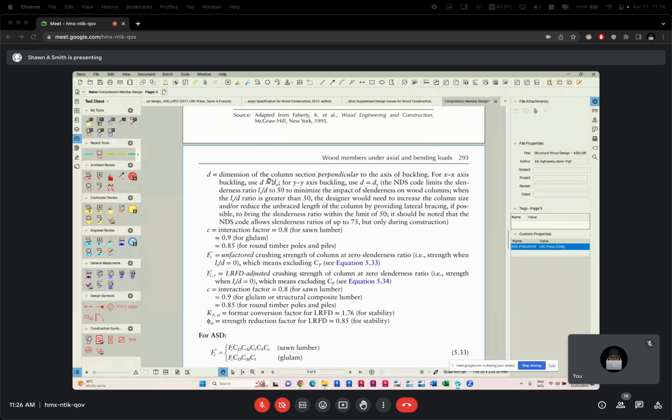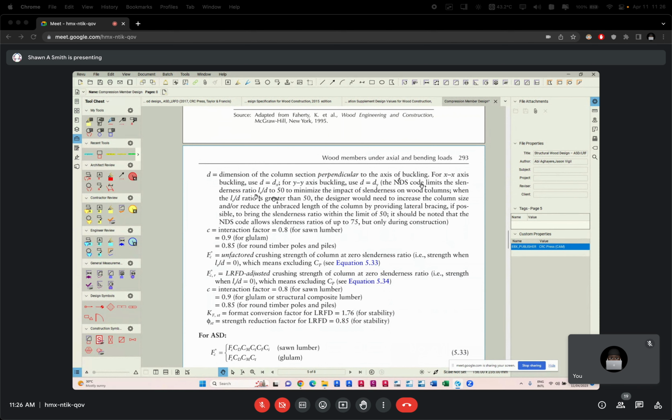D is the dimension of the column section perpendicular to the axis of buckling. Listen carefully. D, dimension of the column section perpendicular to the axis of buckling. So if I'm checking buckling about X, all right, fine. So let's read. For X-axis buckling, use dx. D equals dx. For y-axis buckling, use dy. Sorry, D equals dy. All right.